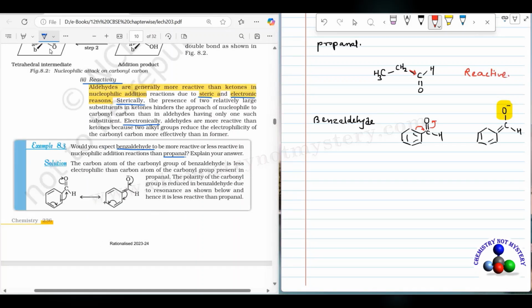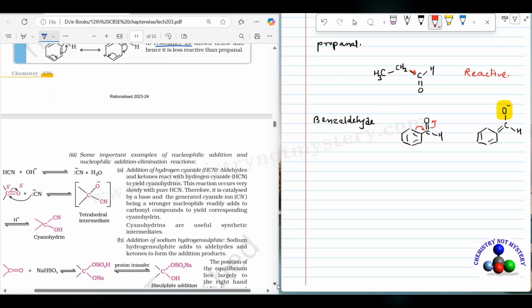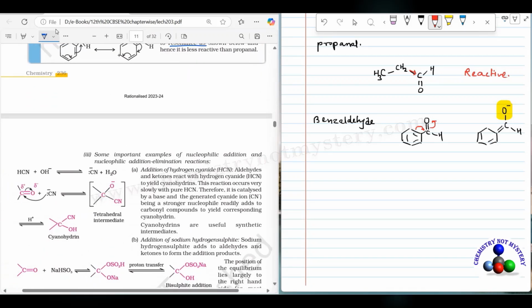The carbon atom of the carbonyl group of benzaldehyde is less electrophilic than the carbon atom of the carbonyl group present in propanal. The polarity of the carbonyl group is reduced in benzaldehyde due to resonance as shown below, hence it is less reactive than propanal. Now come to some important examples of nucleophilic addition and nucleophilic addition elimination reactions.